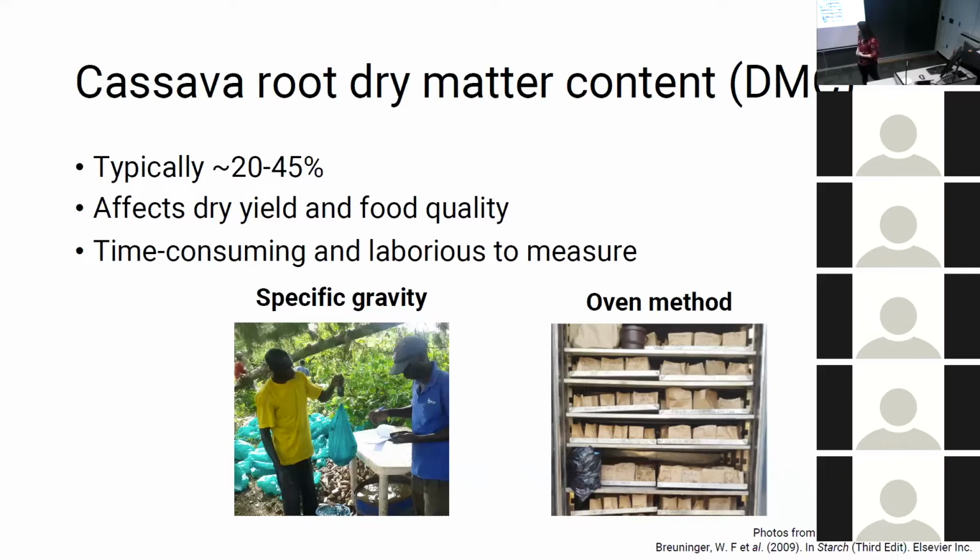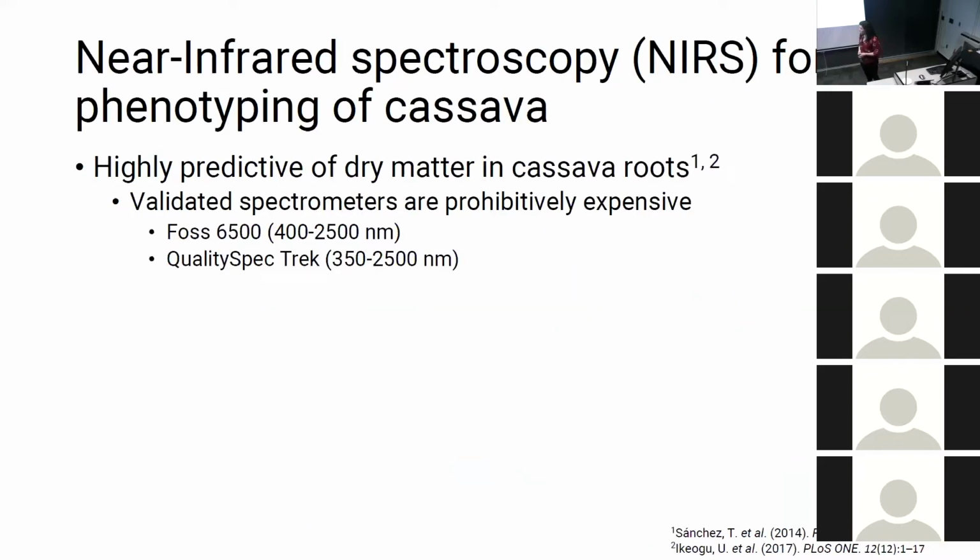And so because of the challenges, the time put in and the labor put in, different breeding programs have been looking at a new technique to phenotype dry matter content a little quicker. And so this is near-infrared spectroscopy, or NIRS. It's been shown to be highly predictive of dry matter in cassava roots, and because of this, it's being routinely used at CIAT in Colombia for the phenotyping of dry matter content in cassava.